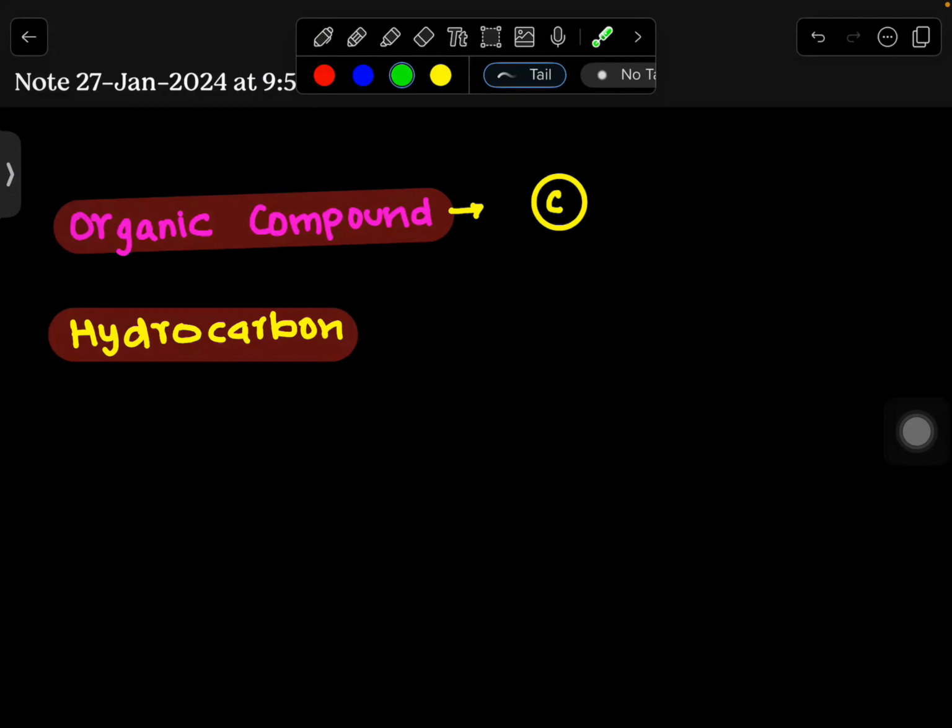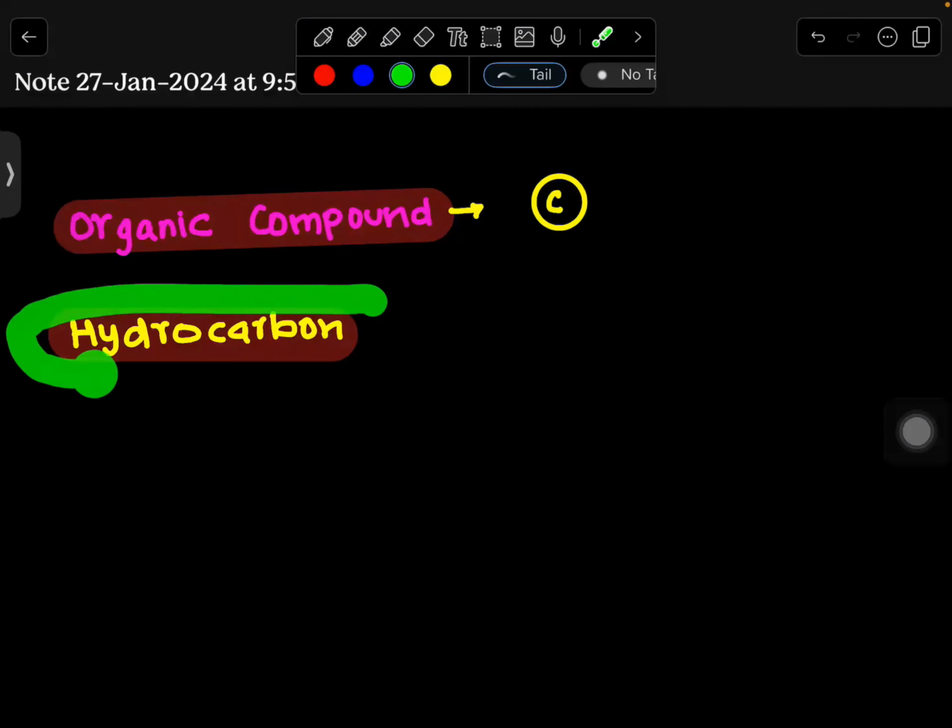For example, carbon dioxide, carbon monoxide, and metallic carbonates, or metal carbonates as you might call them, are not organic compounds for conventional reasons. So, many of the structures that you will be drawing in your course are hydrocarbons. Now, what is a hydrocarbon?